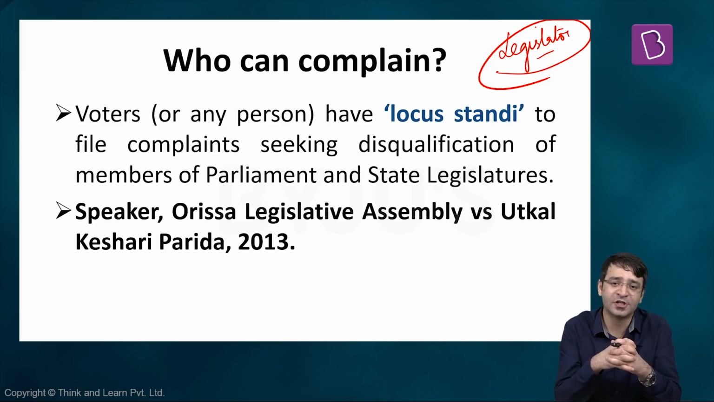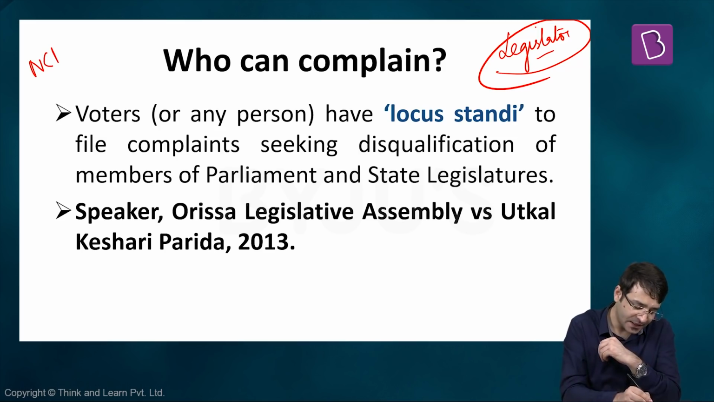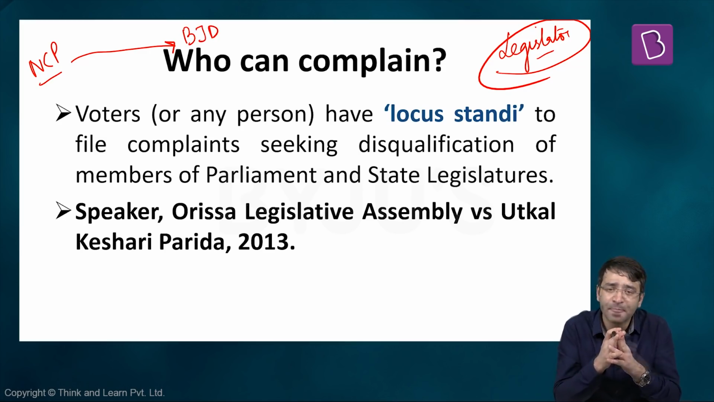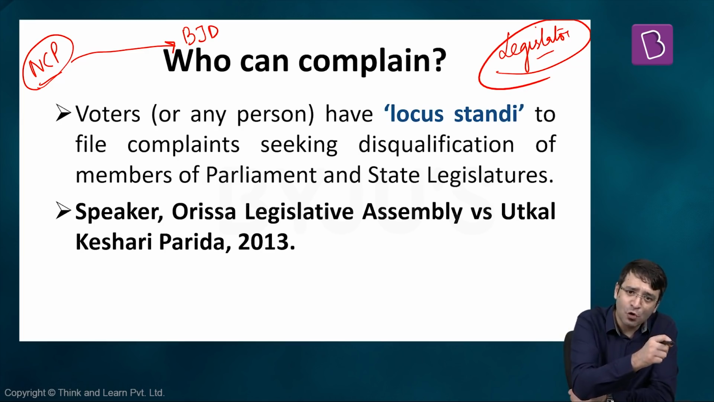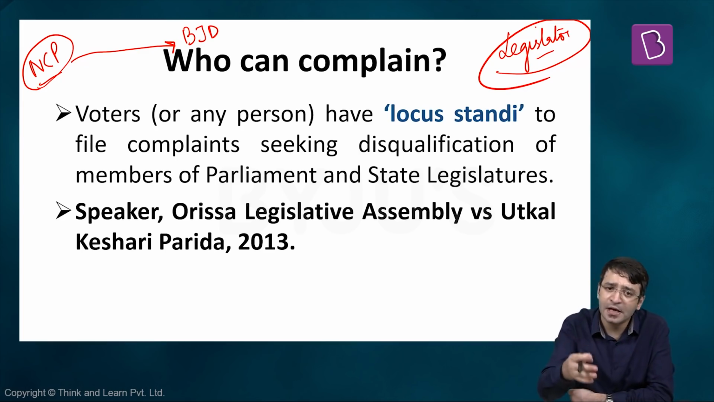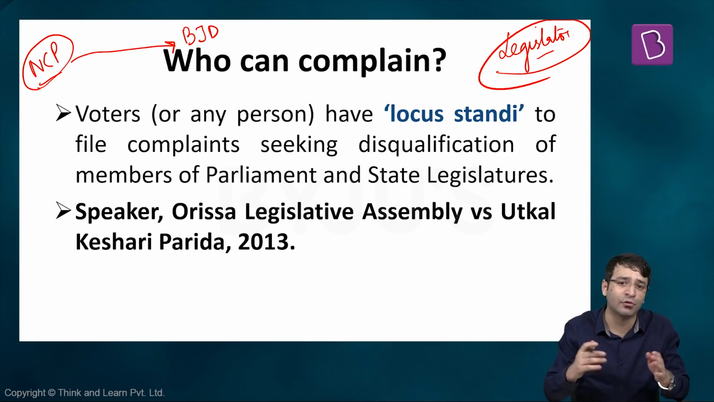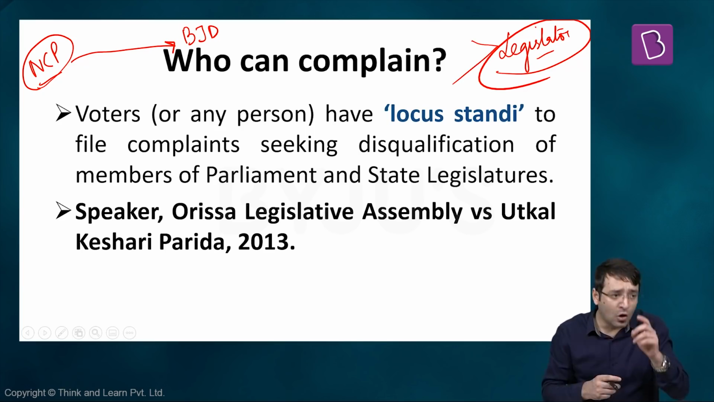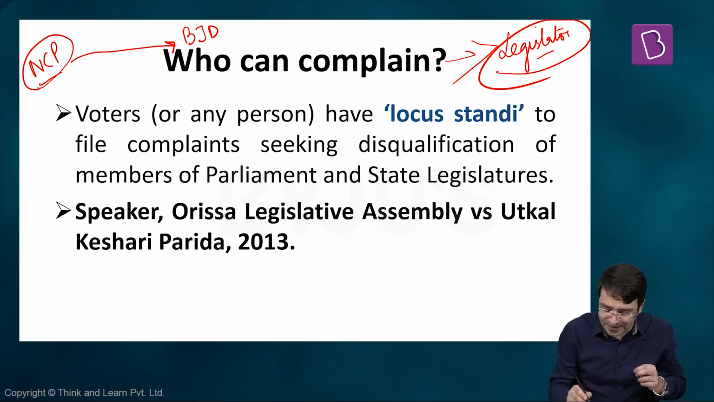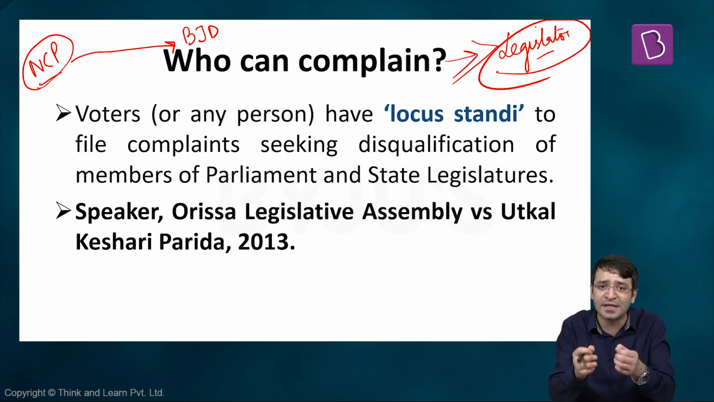The case was in Odisha. What happened? Four members of the Nationalist Congress Party, NCP, decided to jump ship and joined the BJD of Naveen Patnaik. The president of the state NCP complained to the Speaker that these four MLAs who belong to the NCP have voluntarily resigned and joined the BJD, so please disqualify them under anti-defection law. But the Speaker says, I can't entertain your complaint. Why? Although you are the president of the NCP, you are not a legislator. You are not an MLA of the Odisha Legislative Assembly. So I cannot accept your complaint.